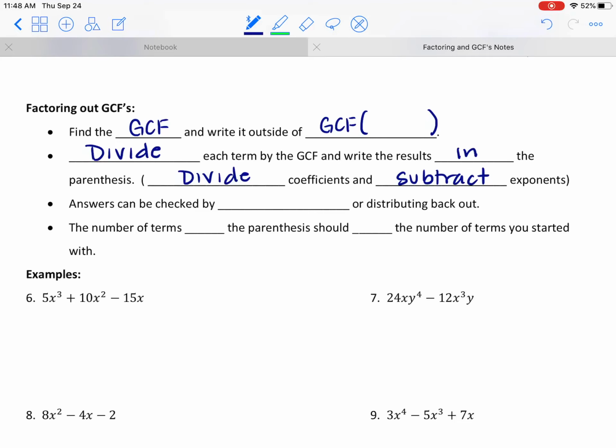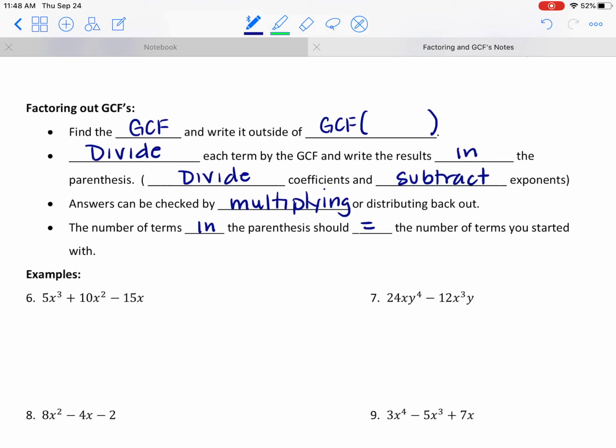And the great news with factoring is you can check your work. If you want to make sure you factored correctly, multiply it back out, and you should get the same polynomial that you started with. So answers can be checked by multiplying. Okay, and then just as a note, the number of terms in the parentheses should always equal the number of terms that you started with. Sometimes, and I'll show you a case where it happens in a little bit, we miss a term.